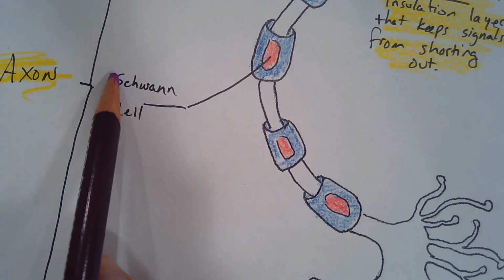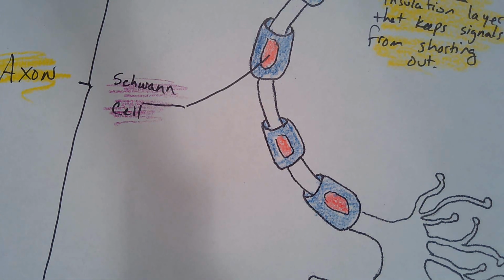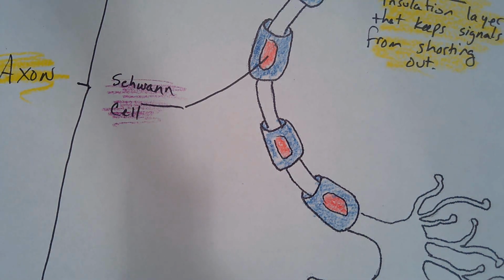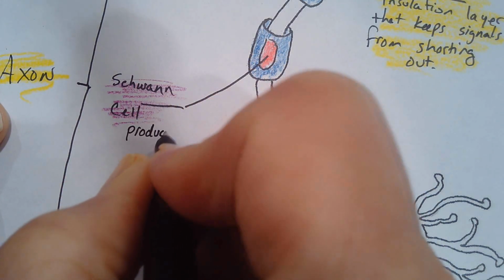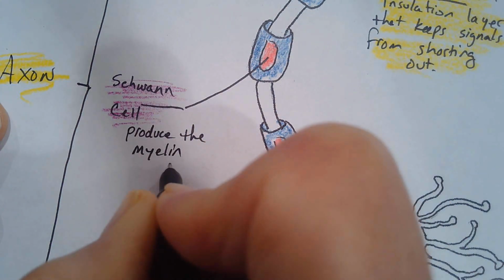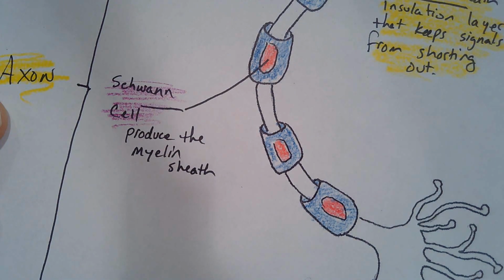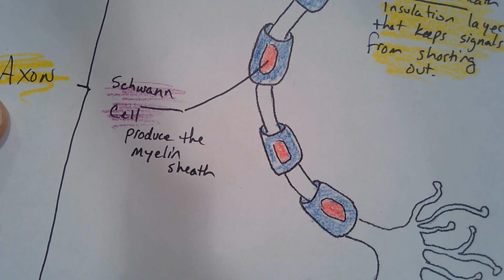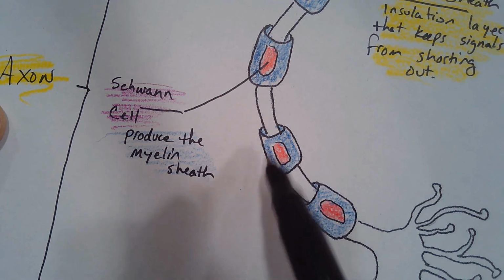All right, so Schwann cells, they're actually in charge of making the myelin. So they produce the myelin sheath. That is their particular job and their function. They produce the fatty substance that then gets kind of gooped around the outside.